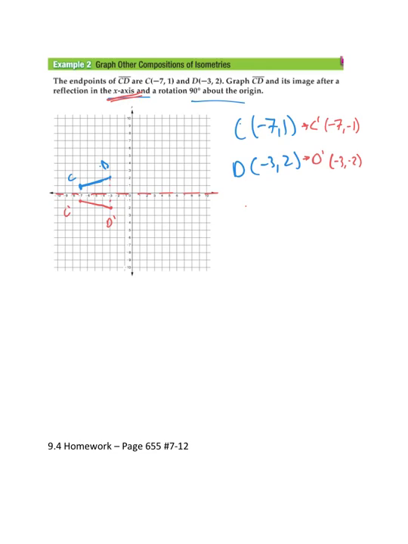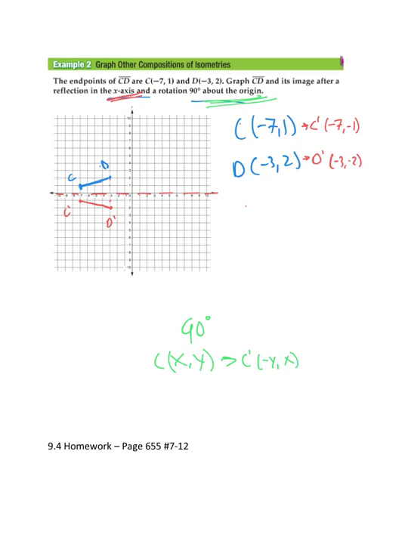So the second transformation is going to be a rotation 90 degrees about the origin. You guys remember a 90-degree rotation. Your point goes from (x, y) to just flipping and changing the sign. So it'll be (-y, x). So flipping and changing that first sign.